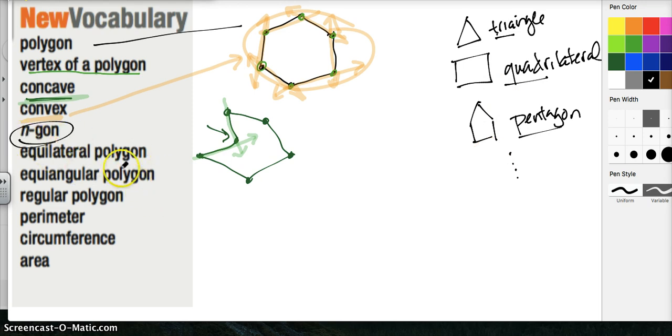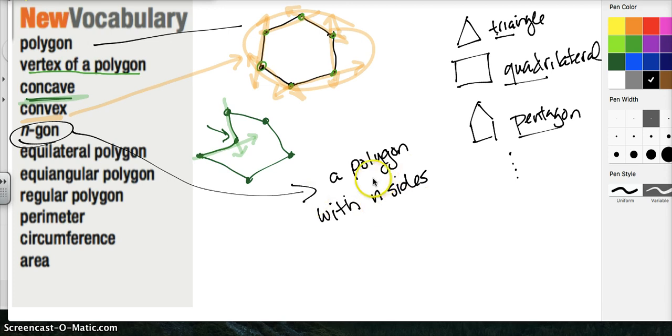Sometimes we'll be talking about really large figures with multiple sides, and we call that an n-gon. So an n-gon really just means a polygon with n sides. So an n-gon could refer to, I could honestly call a triangle a 3-gon. I could say, hey, this is a 3-gon, this is a 4-gon. Not typically 4-gon, get it? Okay.